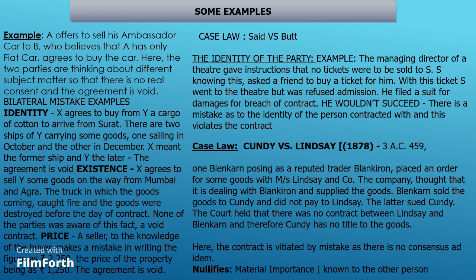Damages for innocent misrepresentation can be claimed in case of a company's prospectus issued to the public, and breach of warranty of authority by an agent.